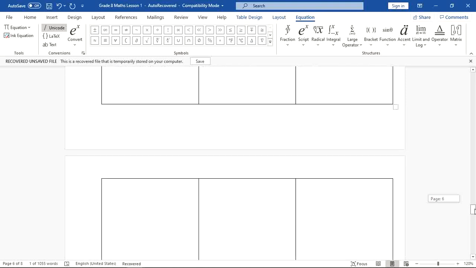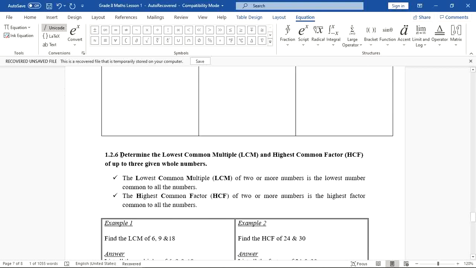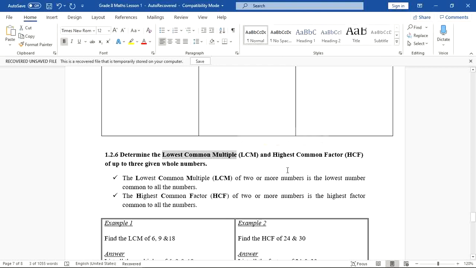All right. And in our next lesson, we are going to talk about how to find the lowest common multiple. I think we have done this in grade 7 or probably grade 6. And after the lowest common multiple, we are going to find the highest common factor. So we are going to learn how to find the lowest common multiple and also how to find the highest common factor.